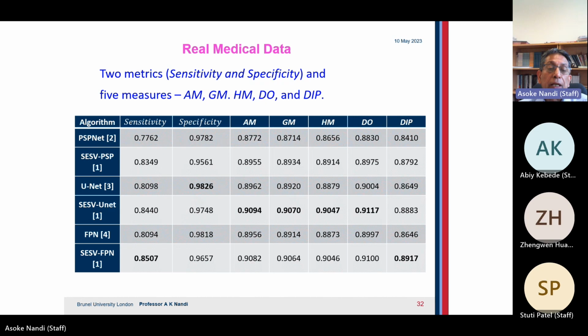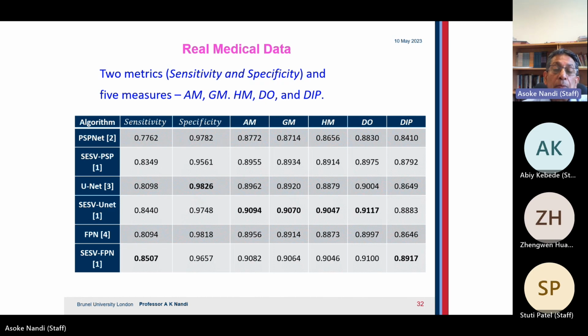So these are different algorithms. I won't explain what they are, but they involve AI, artificial intelligence, and other things. They're talking about image segmentation, and they're using two metrics, called sensitivity and specificity. They're independent of each other, and we have five measures. So given these two, I work out all of these.